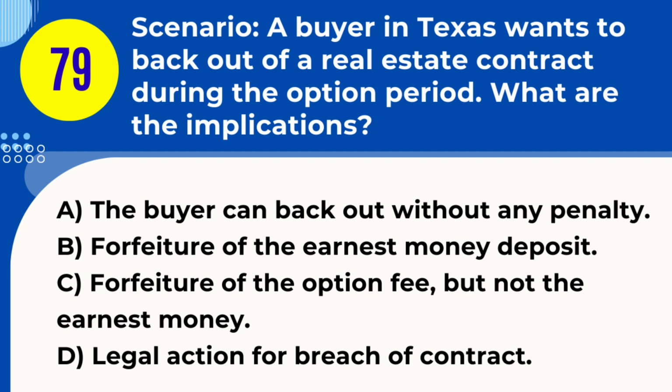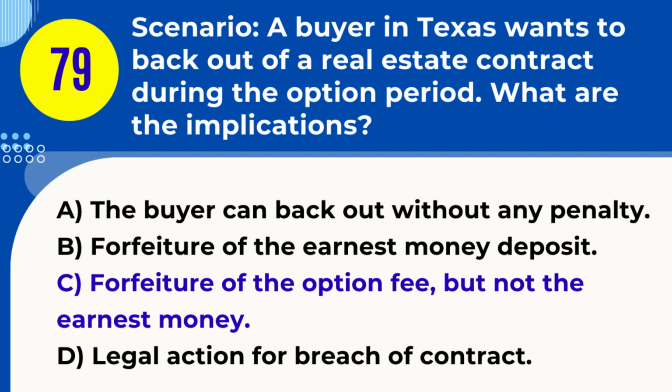Question 79. Scenario: a buyer in Texas wants to back out of a real estate contract during the option period. What are the implications? A. The buyer can back out without any penalty. B. Forfeiture of the earnest money deposit. C. Forfeiture of the option fee, but not the earnest money. D. Legal action for breach of contract. Answer: C. Forfeiture of the option fee, but not the earnest money.